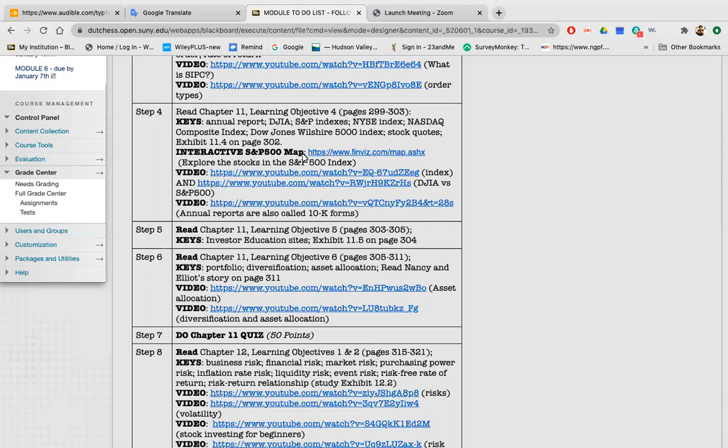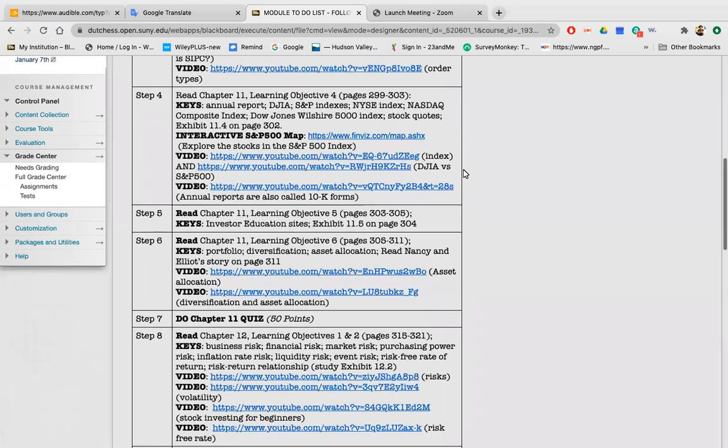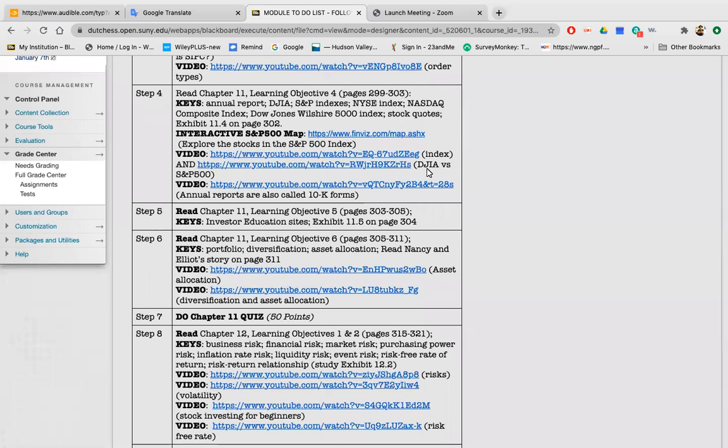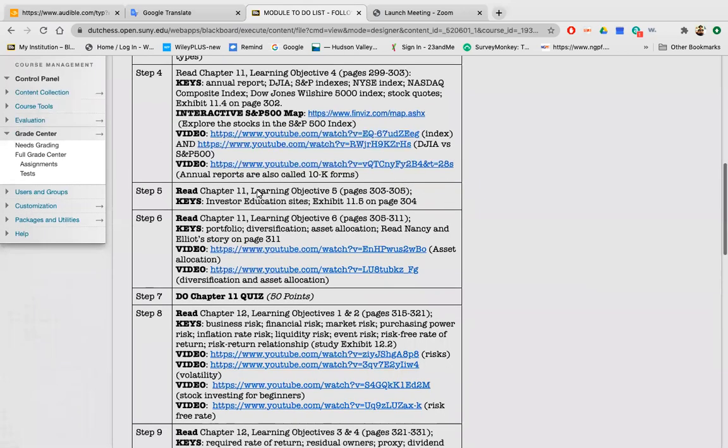So this is a little interactive map to see what companies are part of the S&P 500. It might be interesting to know that even though Tesla is quite popular and the stock has been going nuts lately, it's not part of the S&P 500. But it will qualify once they record 4 straight quarters of profits. Tesla has not been a relatively profitable company, although their stock price would give you the impression that they are making lots of money. So it's interesting. You might want to know a little bit about that. There's a video on the difference between the Dow Jones and the S&P 500, and a little introduction to annual reports, or what we call the 10K.